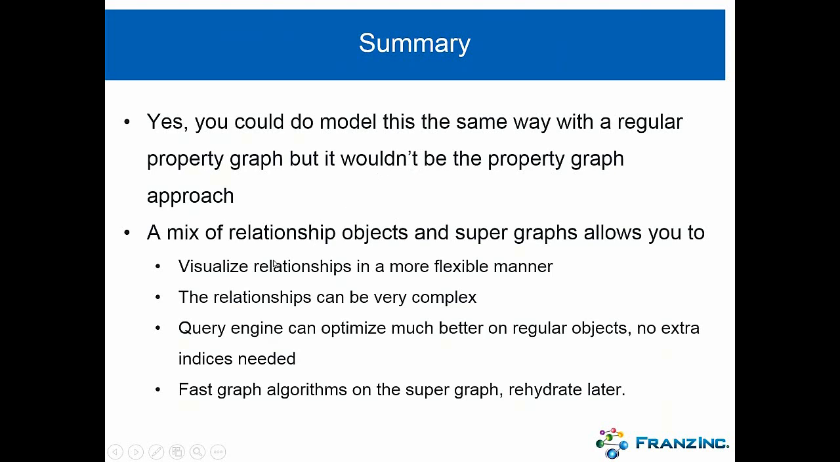And my summary statement is that a mix of relationship objects and supergraphs allows you to visualize relationships in a far more flexible manner. And the newest graph will have a feature where you actually can select what you want to see for these. So multiple attributes that you want to see for an in-between object. You can have very complex relationships.